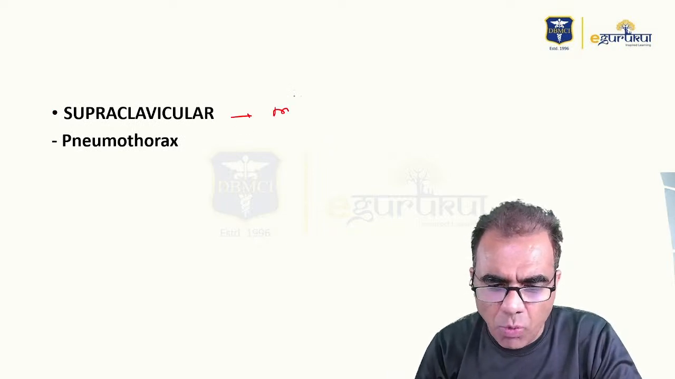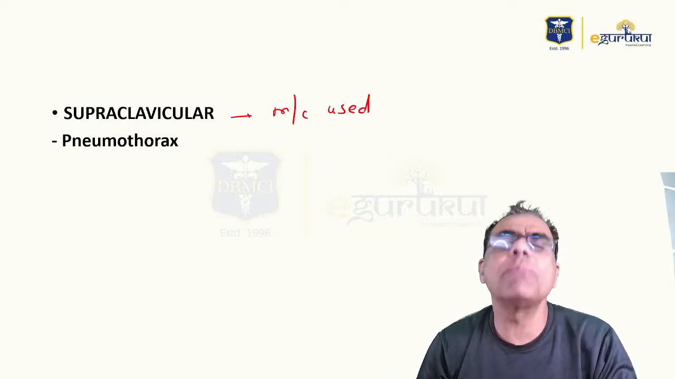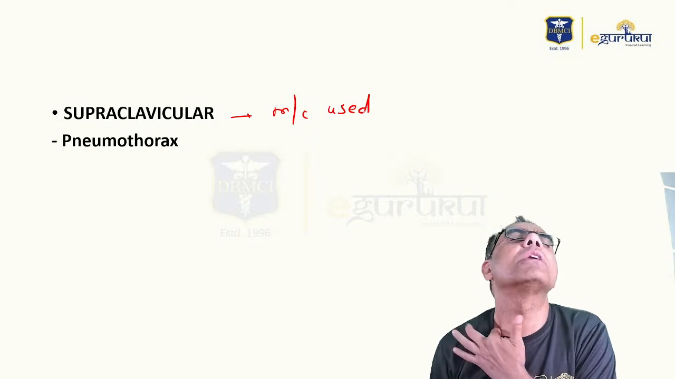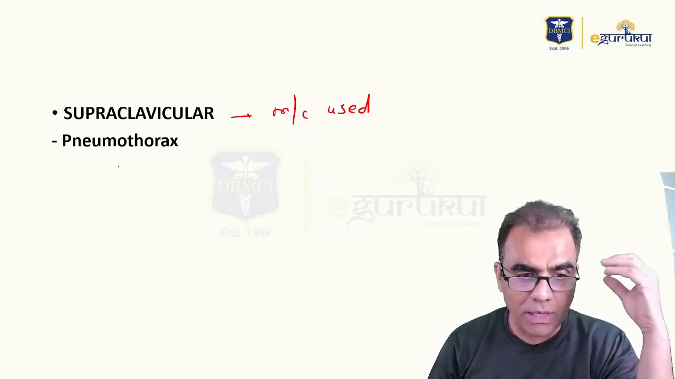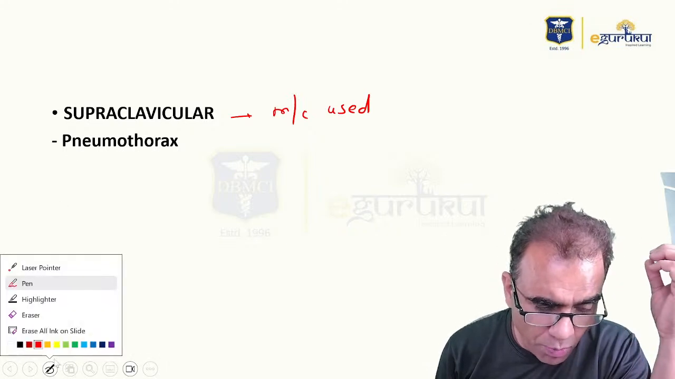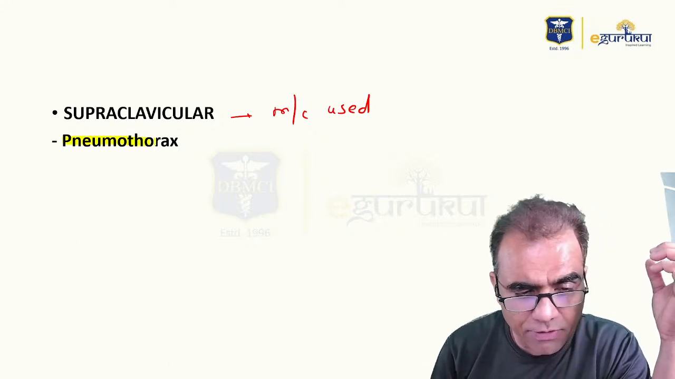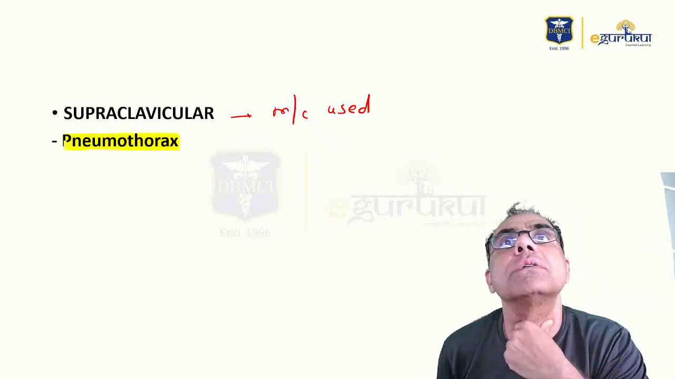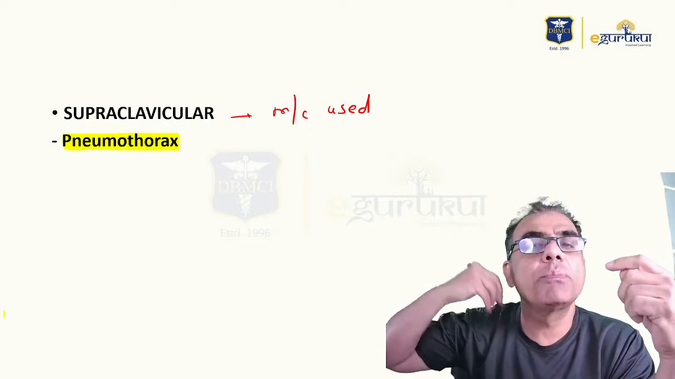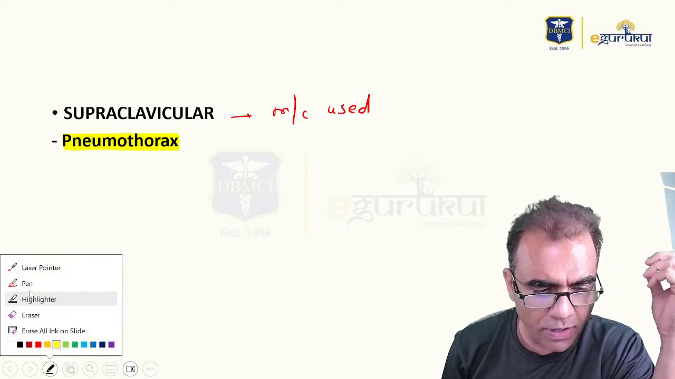Supraclavicular is actually the most commonly used approach. Just above the midpoint of the clavicle, we are blocking this brachial plexus. So with supraclavicular, the most bothersome complication that we have to deal with can be pneumothorax. You can puncture the pleura here, causing pneumothorax.